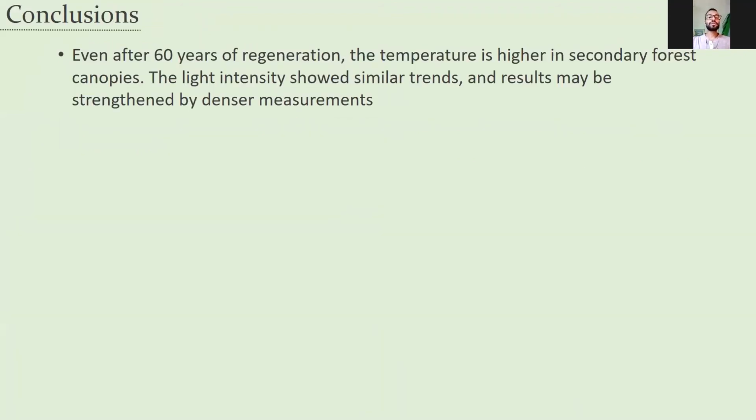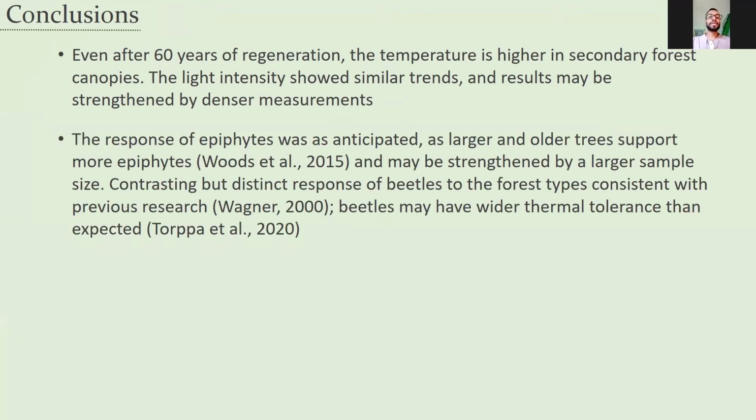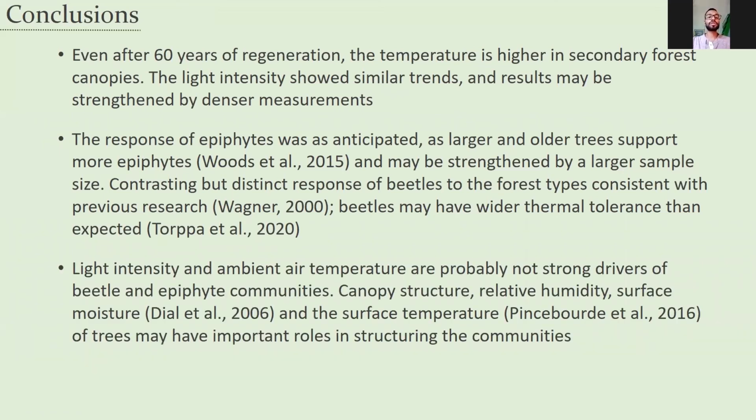This study shows that even after 60 years of regeneration, the microclimates in secondary forest canopies were nowhere near those of the primary forests. Beetles clearly preferred the secondary forest, although it is not clear why. But from a couple of previous studies from the region, we believe the beetles could be responding to presence of certain understory and mid-story species and not the absence of canopy trees. It is also quite possible that the surface temperature of substrates such as leaves and the branches are more important than the ambient air temperature.